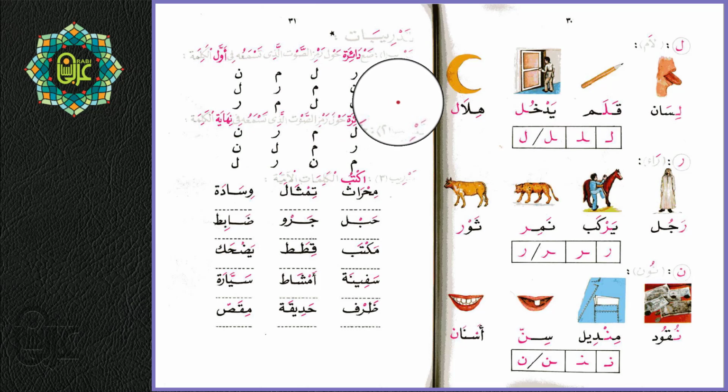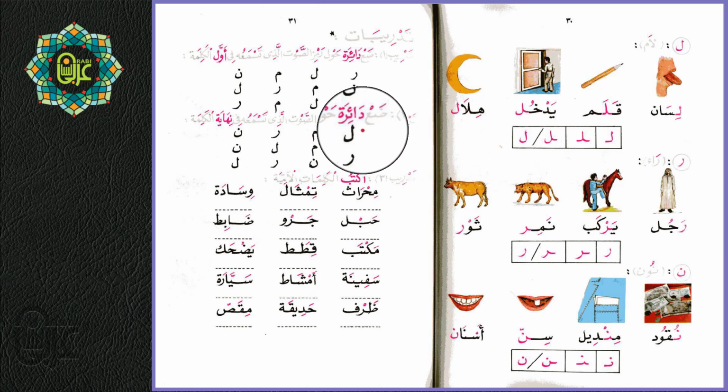الكلمة الثالثة هي نقود. صحيح، رمز الحرف هذا وهو حرف النون مع الضمة، نو، نو، نقود.